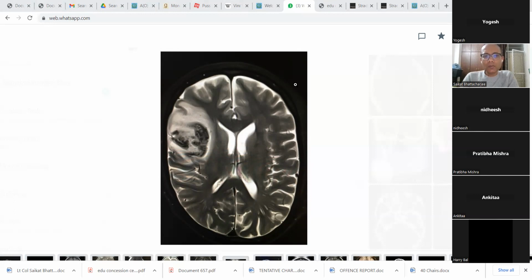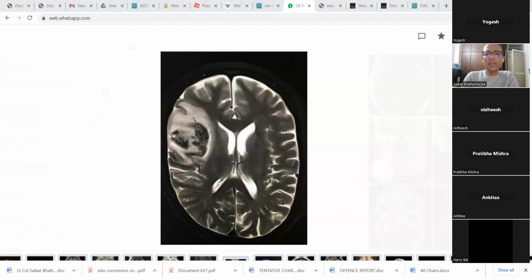Sir, a T2 hypointense mass lesion in the right temporal lobe with surrounding vasogenic edema, infiltrative kind of. Yes, Nidish, you agree? Yes, possible. With a positive mass effect.